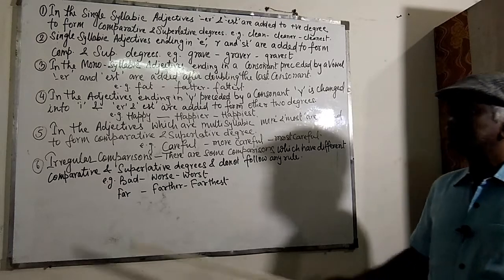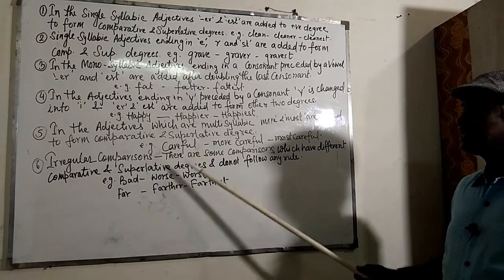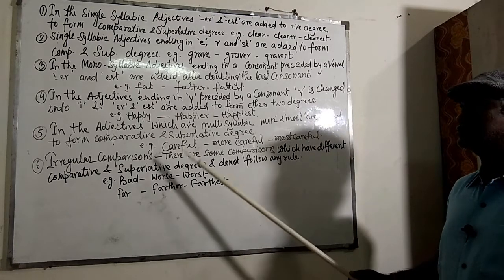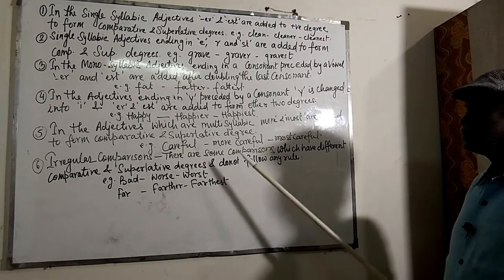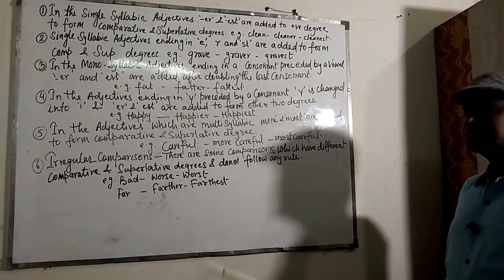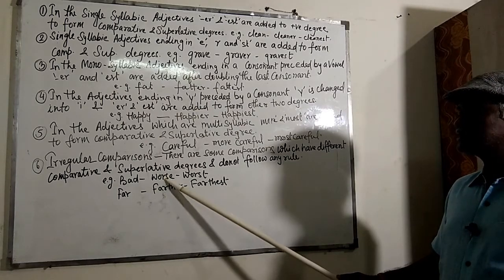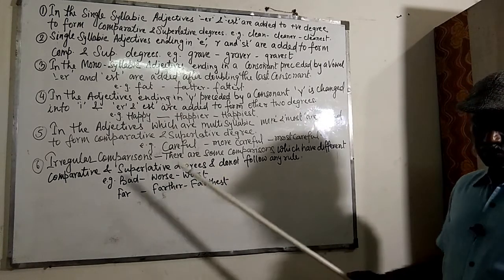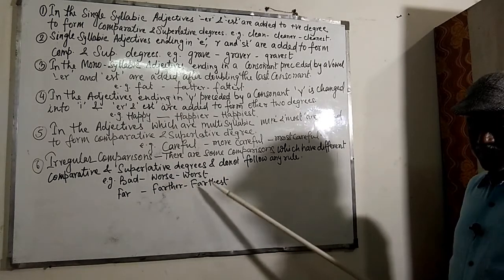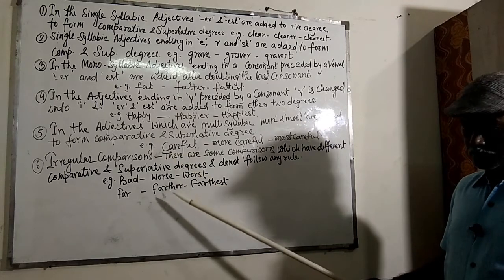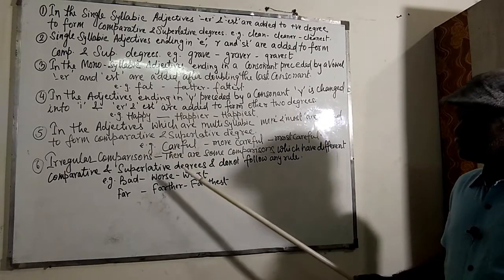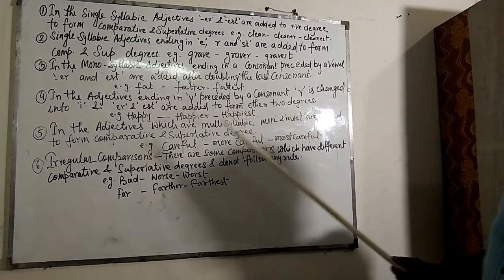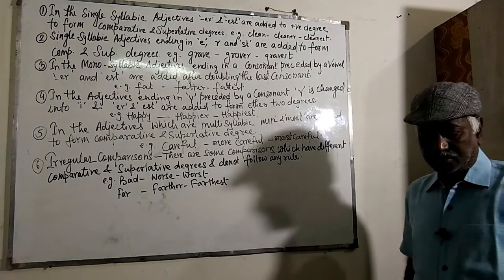The last one is irregular comparisons. There are some adjectives which have different comparative and superlative degrees and they do not follow any rule. For example, bad, worse, worst, far, farther, farthest, good, better, best, fore, former, foremost or first also. Now, let us discuss its uses.